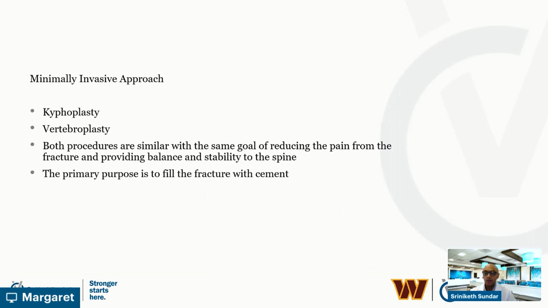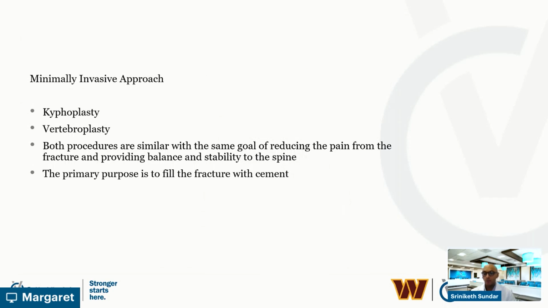So let's say we've done the bracing, you've tried some medications, the fracture is still pretty acute, but you're still having pain despite these conservative treatments. We could go in and physically try to fix this fracture. And the techniques are called a kyphoplasty, which is what I do, or a vertebroplasty. The approach is similar. The goal is to reduce the pain coming from the fracture, provide balance and stability to the spine so that you can get back to doing the things that you enjoy to do.